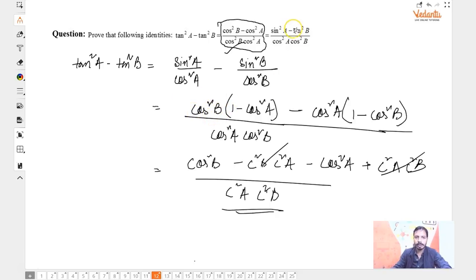So that means you leave the denominator as it is, and after taking LCM, instead of converting this sine square A, keep this sine square A and change this cos square into sine square. Similarly, change this cos square into sine square and leave this as sine square B. So in that way you will get this part also.